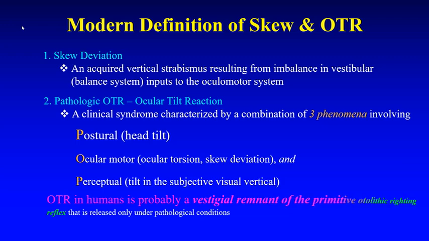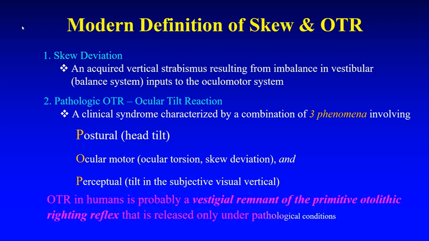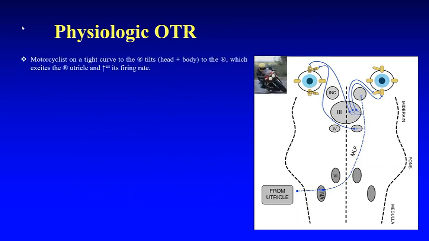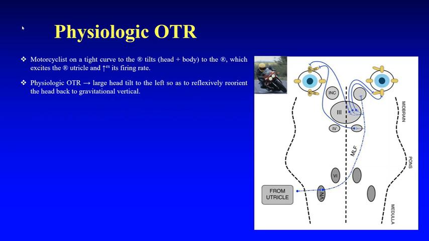The OTR in human beings is probably a vestigial remnant of the primitive otolith righting reflex that is released only under pathological conditions. So the physiological OTR that we are going to discuss first: the motorcyclist on a tight curve to the right tilts head and body to the right, which excites the right utricle and increases its firing rate.